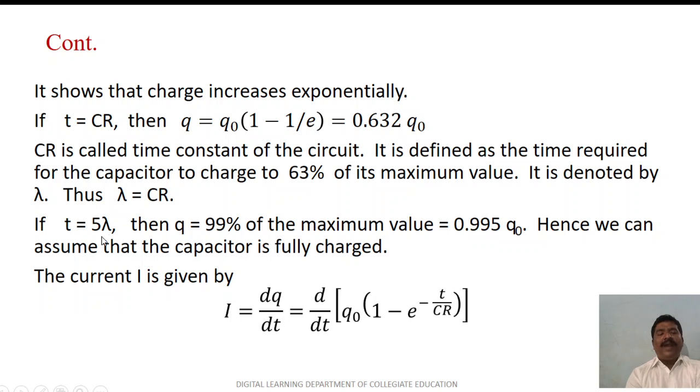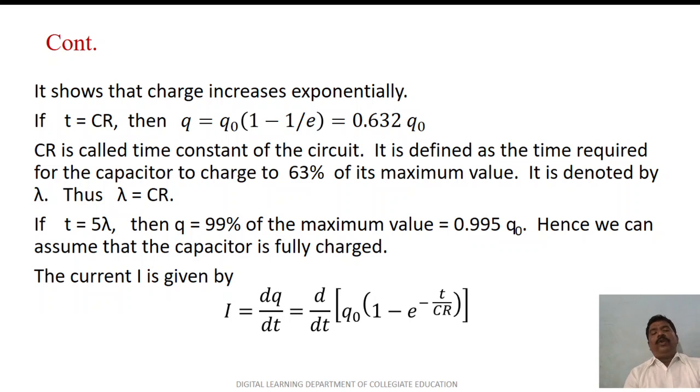When t is equal to 5 lambda, Q is equal to 99.99% of the maximum value stored in the capacitor. So that is 0.995 Q naught. Hence, we can assume that the capacitor is fully charged.